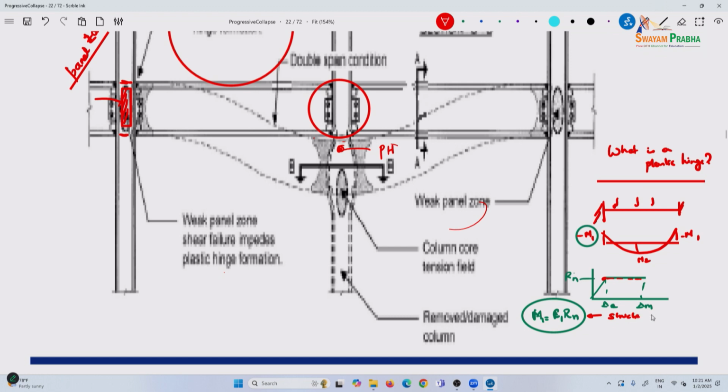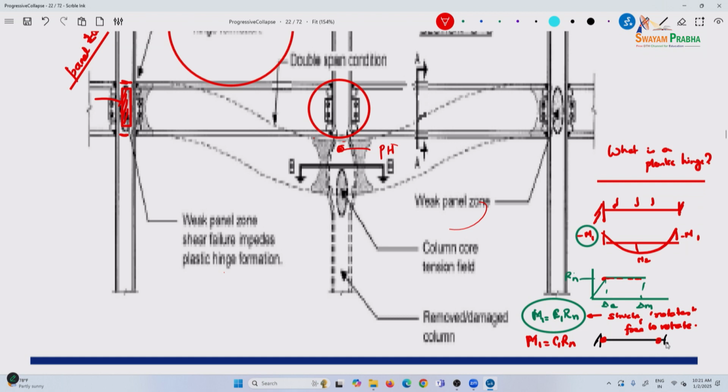So the structure, it doesn't exactly suddenly become a rotational hinge, but it is free to rotate without loss of capacity. That is what we call a plastic hinge. So you say that when your M1 equals C1 Rn, a hinge is formed.